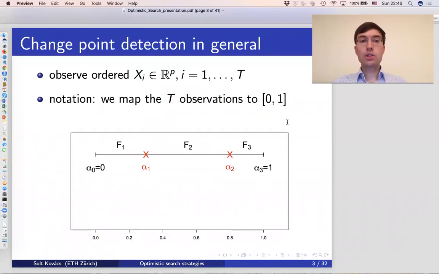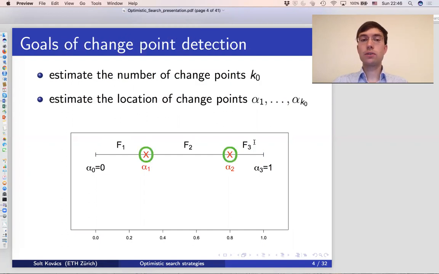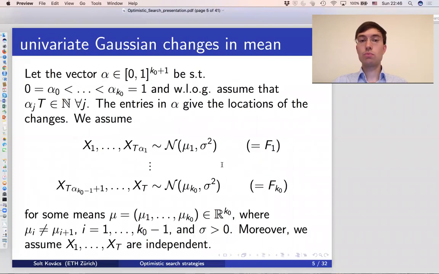So change point detection in general considers the following setup. You have some observed ordered observations. And then the initial distribution F1 changes at some unknown time point to distribution F2, and then maybe at some other points to further F3, F4, etc. The goal is then to estimate the number and in particular the locations of the change points.